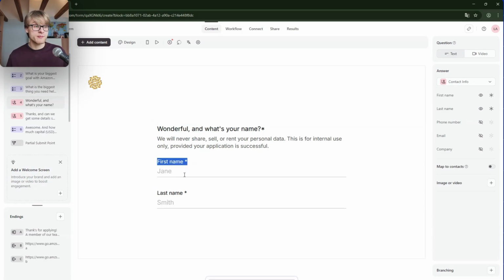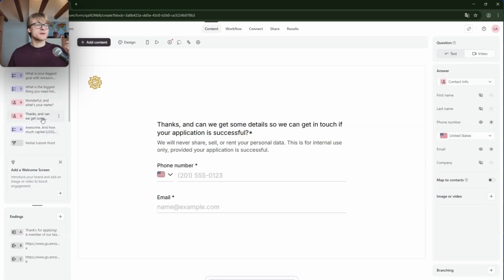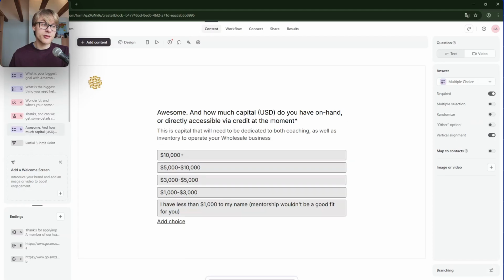And we make different portions of this. So first name, then last name, and then we ask for the email and the phone number, and make it mandatory, obviously, because we don't want to overflow them with a lot of friction. When they see a page where they have phone number, email, first name, last name, they will be more likely to drop off. Okay, awesome. And how much capital do you have to invest on hand? This would be qualified, because we can still close them, unqualified.